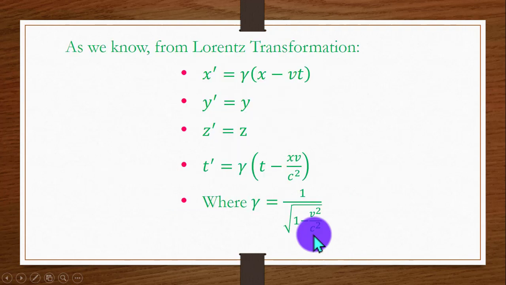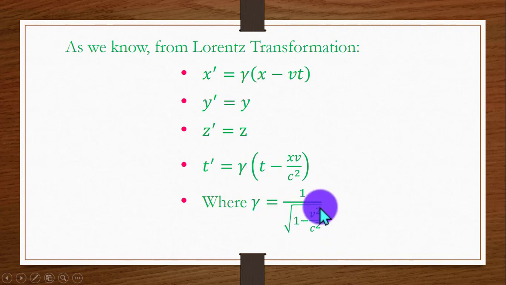So as we know from the Lorentz transformation, x prime is equal to gamma times x minus vt, y prime is equal to y, z prime is equal to z, t prime is equal to gamma times t minus xv over c square. Here gamma is what? 1 upon under root 1 minus v square over c square. Always remember that gamma is equal to 1 upon under root 1 minus v square over c square.